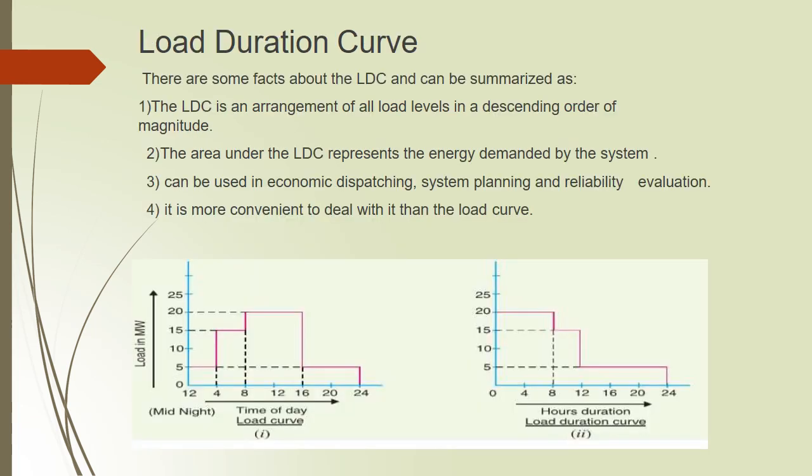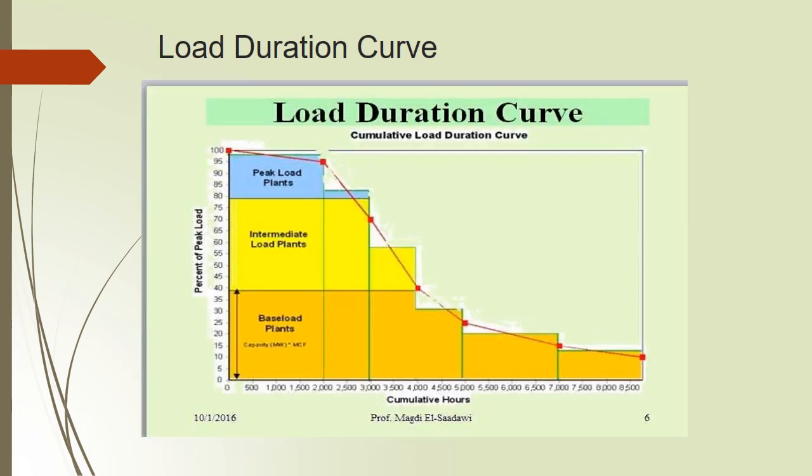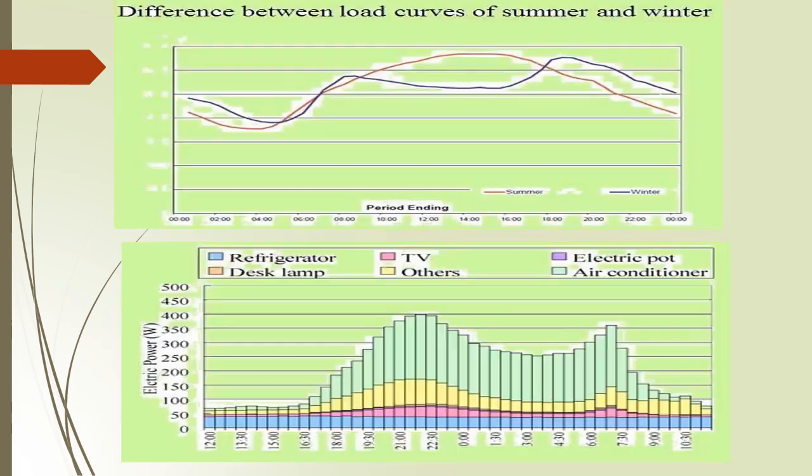Load duration curve. The load duration curve is an arrangement of all load levels in descending order of magnitude. The area under the load duration curve represents the energy demand of the system, and it can be used in economic dispatching, system planning and reliability evaluation. It is more convenient to deal with the load duration curve. This is the graphical representation of the cumulative hours and the percent of the peak load. The difference between the load curves of summer and winter is shown in the graph representations.